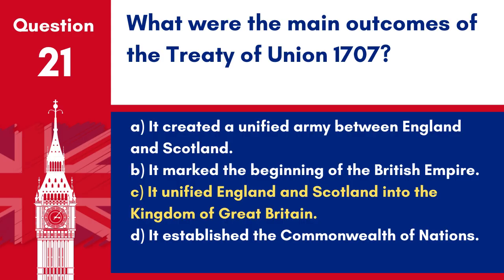Answer. C. It unified England and Scotland into the Kingdom of Great Britain. The Treaty of Union 1707 was a pivotal agreement that resulted in the political unification of the kingdoms of England and Scotland under the name of Great Britain.